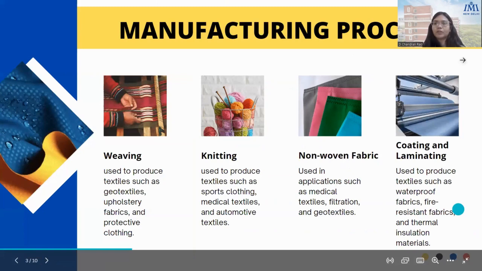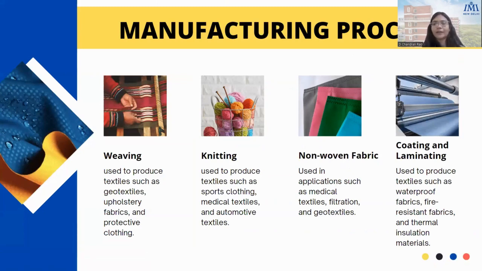Now, to give a brief about the manufacturing process, we have identified 4 processes. First of them being weaving, which is used to produce textiles like geotextiles, upholstery, fabrics, and protective clothing. Next up, we have knitting, which is used to produce textiles such as sports clothing, medical textiles, etc. Next up, we have non-woven fabric, which is used in applications such as medical textiles, geotextiles, and filtration. And at the end, we have coating and laminating, which is used to produce textiles such as waterproof fabrics, fire-resistant fabrics, and geothermal insulation materials.